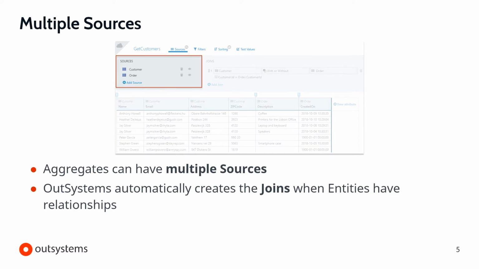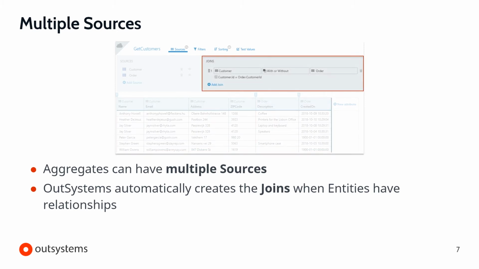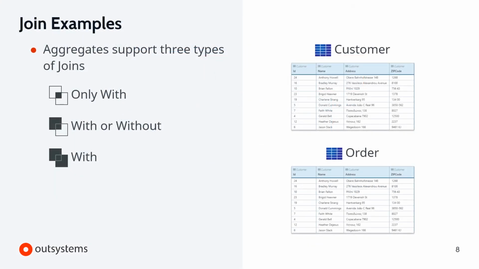In this example, we have an aggregate that has two sources, the customer and the order entities. In the aggregate's preview output, we can see the attributes from both customer and order entities. With multiple sources, OutSystems automatically creates the joins between the entities when they have relationships between them, including the join condition. When we have multiple sources, like the customer and the order, we can have three types of joins between entities: only with, with or without, and with.